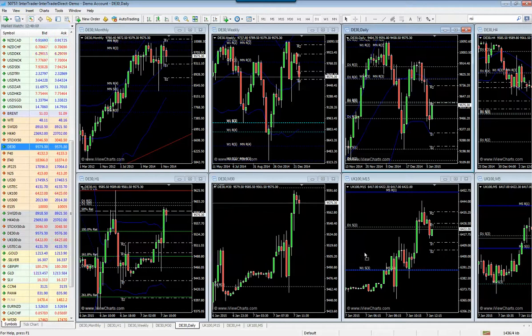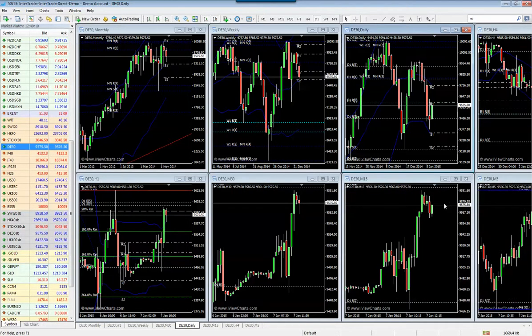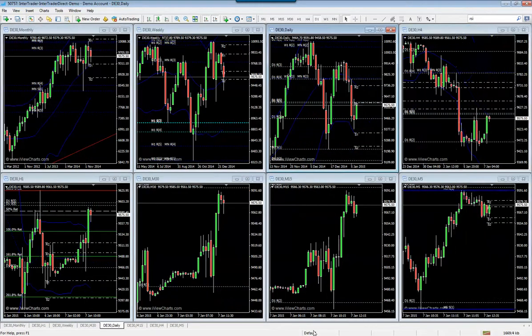What's that taking you? About 10, 15 seconds. So you've got the DAX, and then again you save that as a profile. So DAX all TF. Then you can look at the DAX on all the different time frames. That's how quick and easy it can be to use the templates and then save them into profiles.